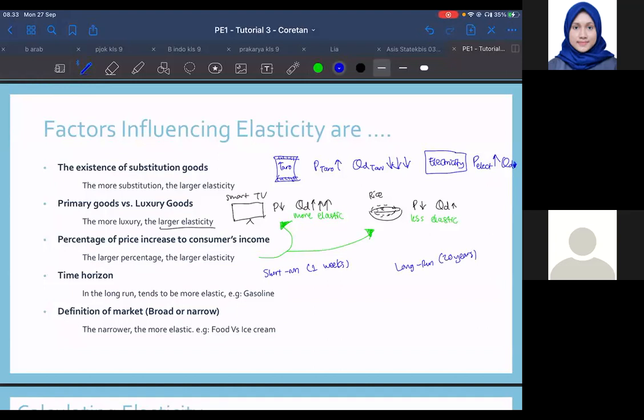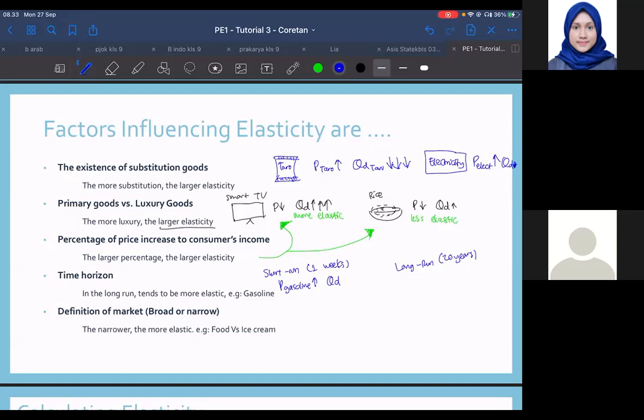In the short run, if the price of gasoline increases, people will of course, yeah, decrease the quantity demanded. But remember that gasoline is the basic needs of the people. So if the price of the gasoline is increasing today, people will demand gasoline, but okay, with a decreasing amount. But the decreasing number is not that large. Why? Because people still need gasoline.